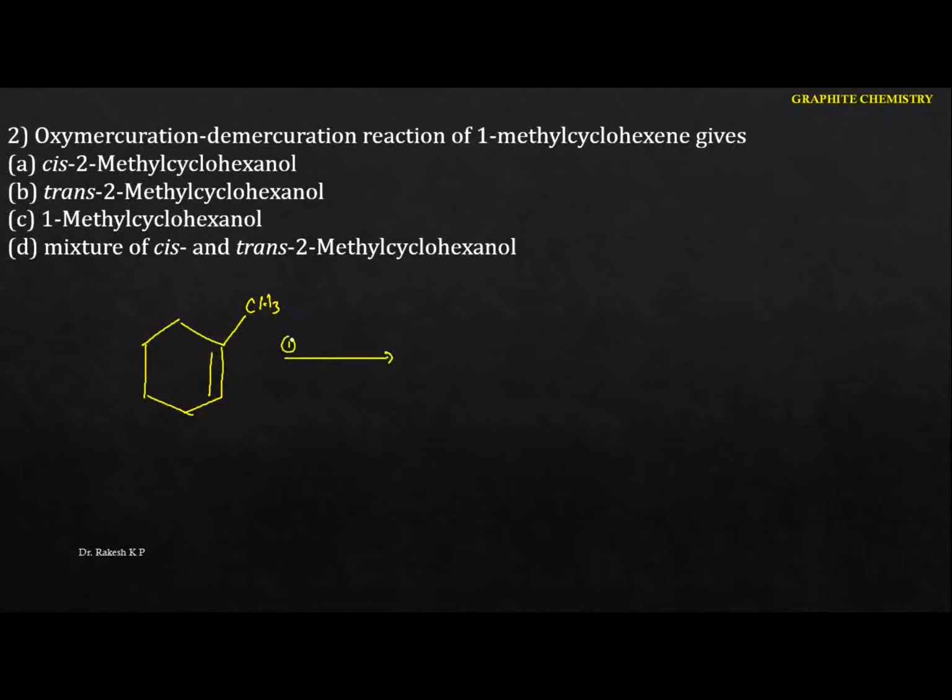For oxymercuration, the condition is mercuric acetate, Hg(OAc)2, followed by reduction using sodium borohydride. Here you are going to get the respective alcohol, and the product is similar to the Markovnikov addition of water. So now we have got the alcohol.